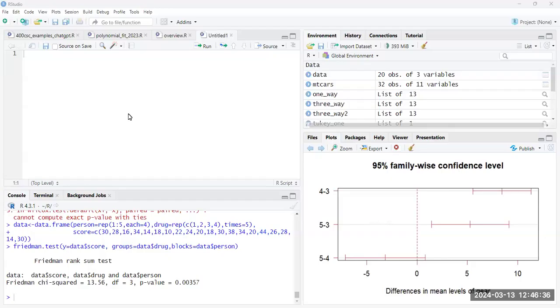Now, in this video, we're going to look at some of the similarities and differences between permutation tests and bootstrapping. A lot of the analysis is going to be somewhat similar. A lot of the code is going to be somewhat similar, but the interpretation and a few of the settings are going to be a little bit different.